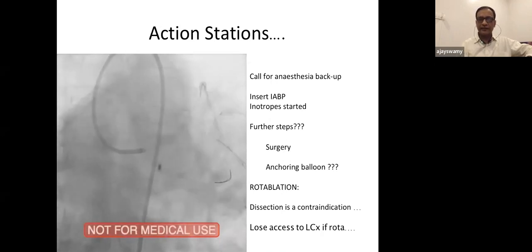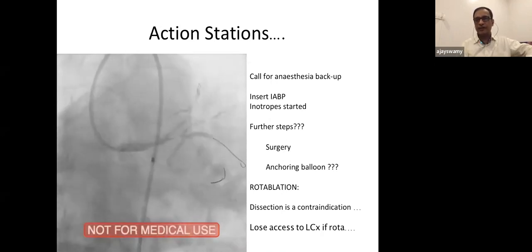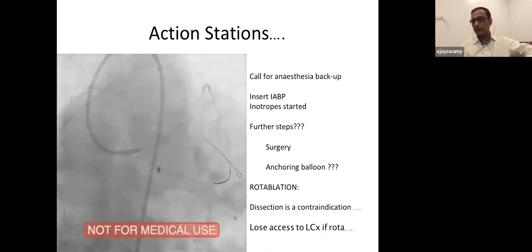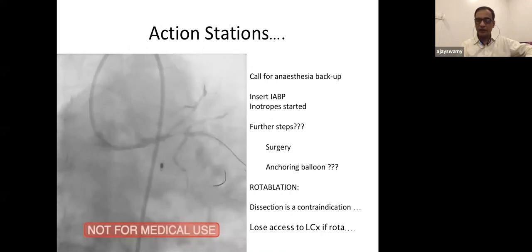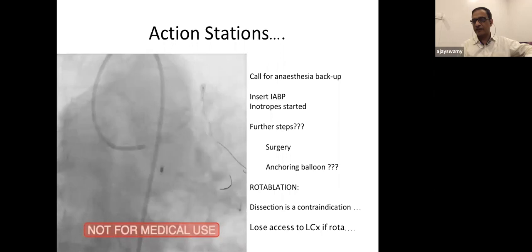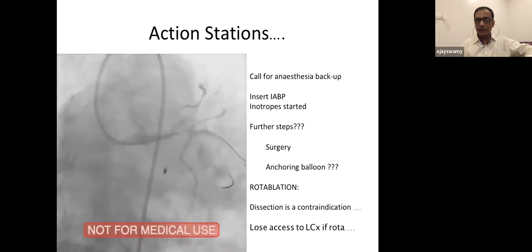So initially, first anesthesia was called, an IBP was inserted, inotropes were started. Now, what do we do next? Do we send the patient for surgery? Do we try an anchoring balloon in the circumflex to try and finish with the LAD? The option that we chose was rotablation.